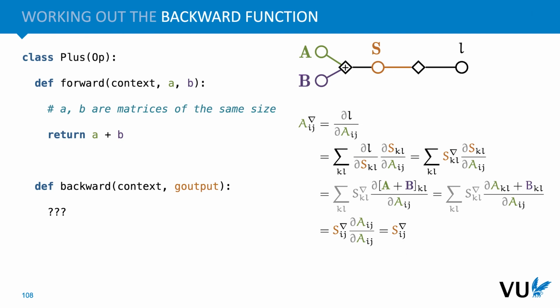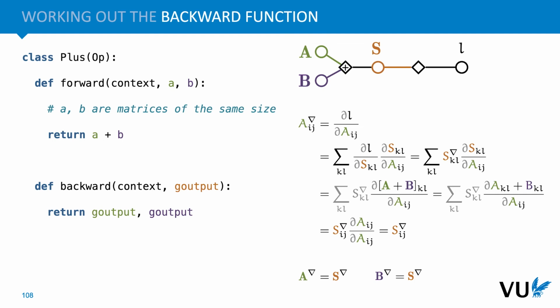Which means we have a very easy job to vectorize, because the element ij of A nabla is simply the element ij of S nabla, which gives us this result for the vectorization. And by symmetry, we see that the same result should hold for B. So we get this result for the vectorization of B, which gives us a particularly simple implementation for the backward.